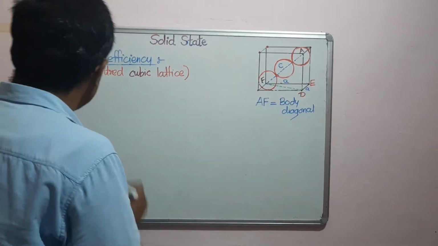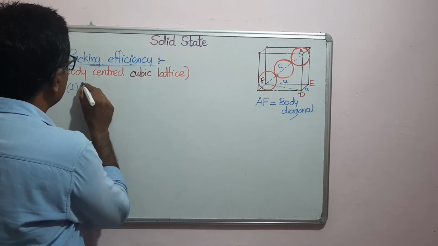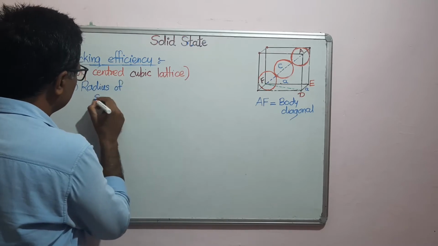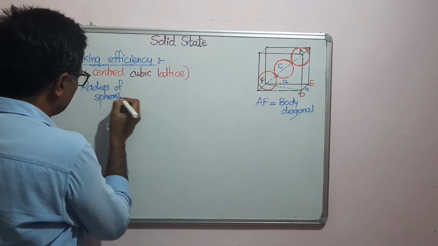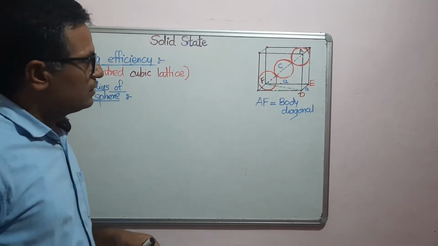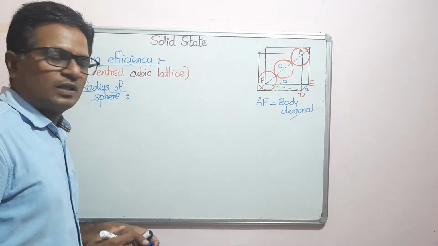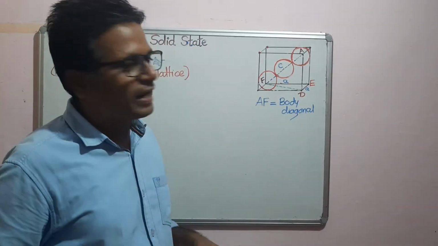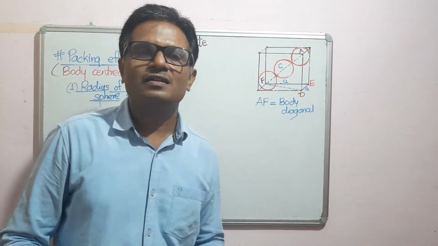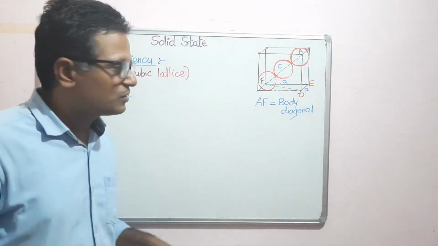Now we'll see one by one. So step number one, that is the radius of the sphere. To calculate the radius of the sphere, we have to assume a few triangles. Okay, this is not as simple as the simple cubic unit cell. Here somewhat more calculation is there. So here assume two types of triangle.